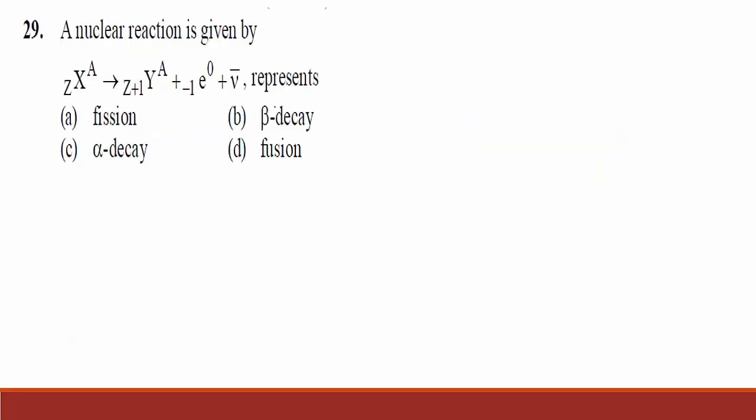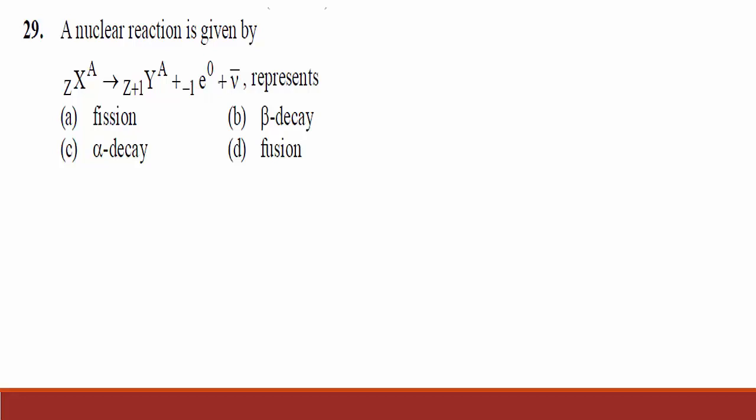29th question. A nuclear reaction is given. Here one nuclear reaction is given. Observe this equation. X element which is having mass number A and atomic number Z, when it undergoes a process like alpha decay, beta decay or gamma decay, here it produces a new element Y, but it is having same mass number A, but atomic number is increased by 1, and also it is releasing an antineutrino. So this process or this reaction represents.